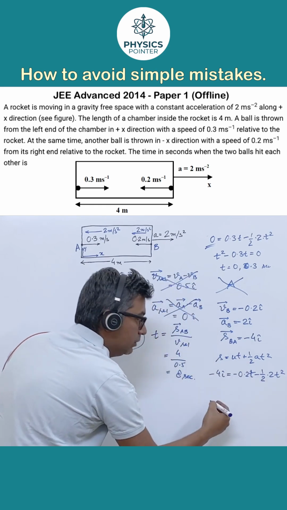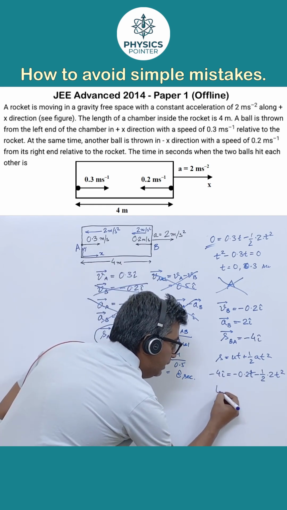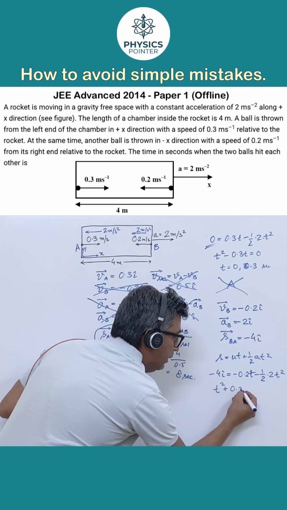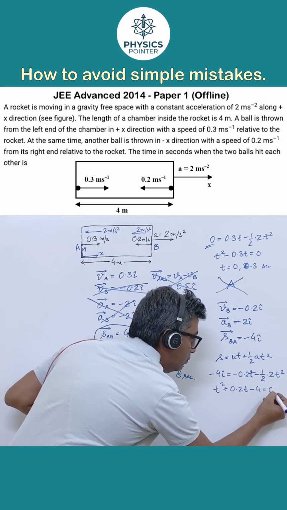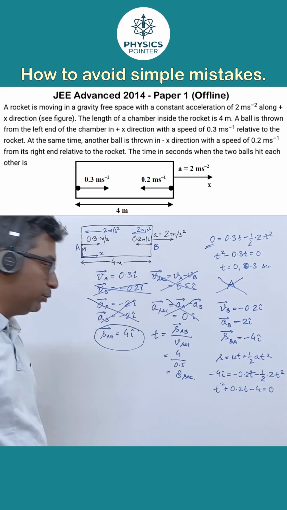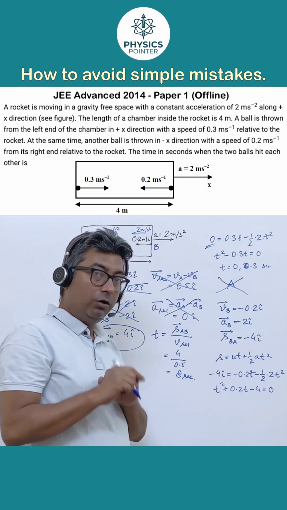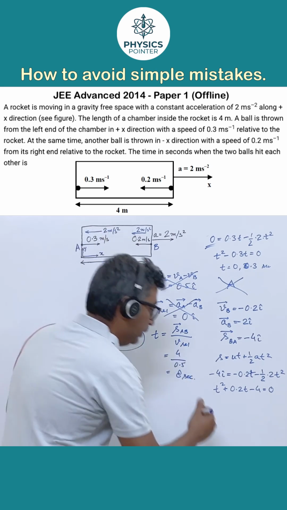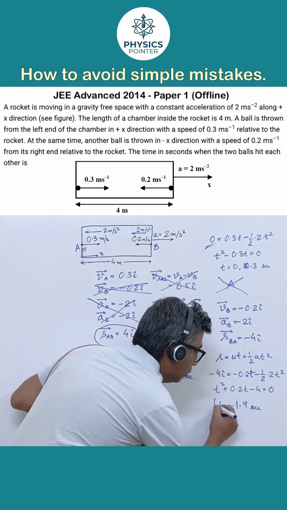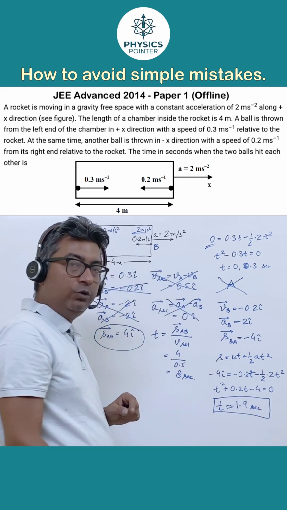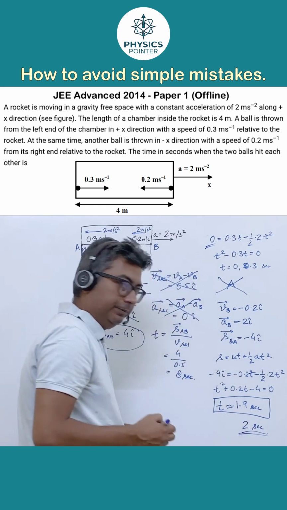So this equation, once you remove all the negative signs and get all the T terms on one side, it will be T square plus 0.2T minus 4 equal to 0. So this becomes a quadratic equation, and when you solve this quadratic equation, you will get a negative value and a positive value. Time cannot be negative, time has to be positive, so I'm directly putting that value. So t comes somewhere around 1.9 seconds, which is actually the answer, but you have to give a numerical value in JEE, so it will be 2 seconds. So this is the answer.